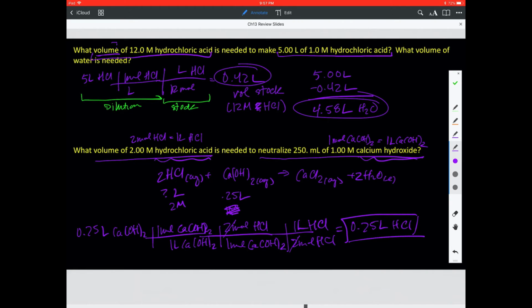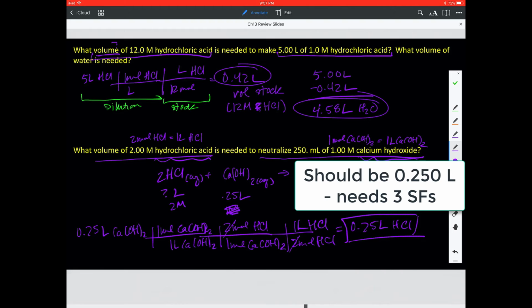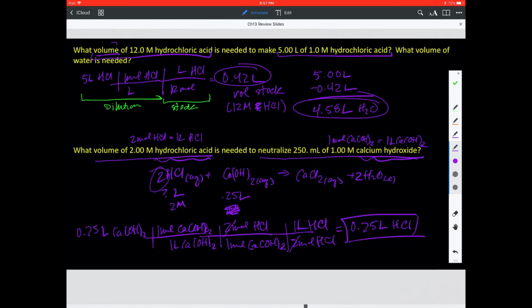Make sense? Okay. And if we stop and think about it, that number makes sense, because this equation says that I need twice as many moles of HCl as I need of calcium hydroxide, and the concentration of my HCl is double. Therefore, it makes sense that I would need the same volume.